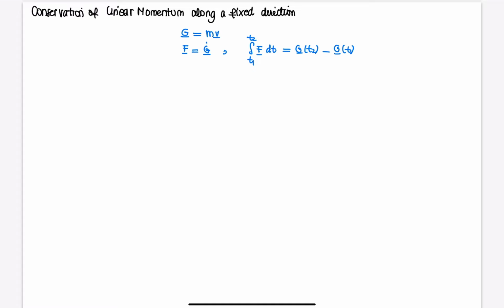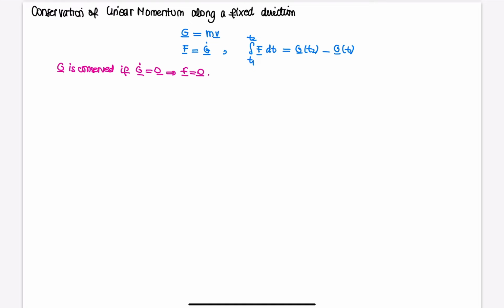And we said that the linear momentum of a system is conserved, G is conserved, if G dot is equal to 0, meaning that F is equal to 0. Now there are conditions or systems in which the linear momentum is not totally conserved. F is not equal to 0, but the linear momentum could be conserved in a certain direction.